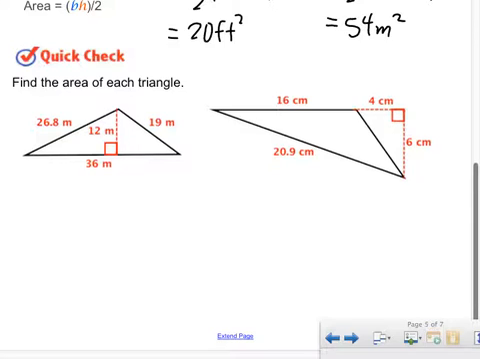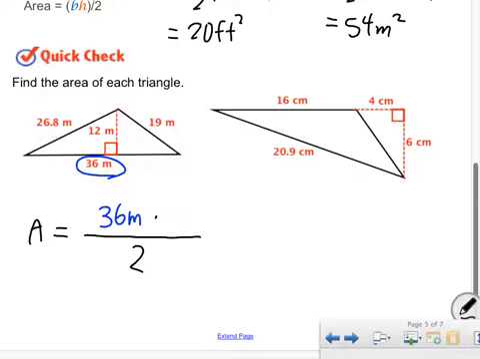All right, Chen, I'm going to give you a shot with this one. What's the base? The base is 36. Very good. So the base of this triangle is 36. And I'm going to write this just a little differently than I did with the earlier formulas. So area equals base times the height divided by 2. What's the height going to be? 12 meters. Good.